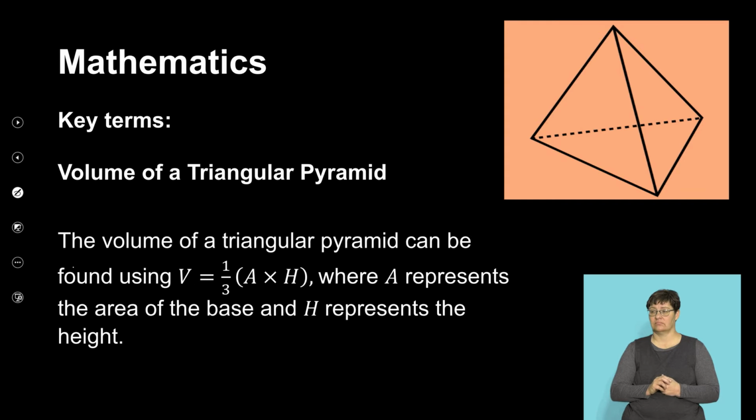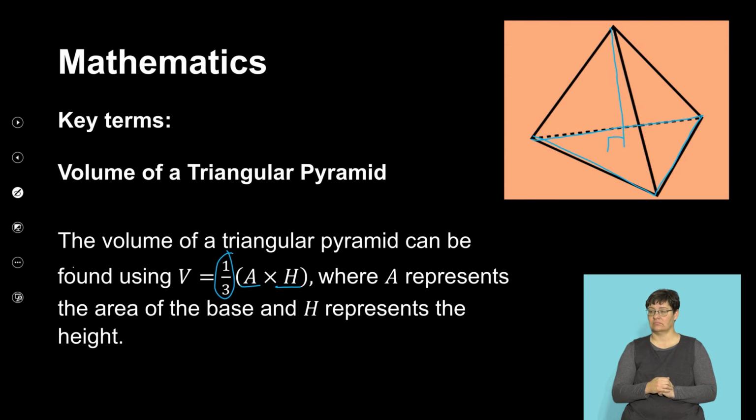So the volume of a triangular pyramid can also be calculated using 1/3 times the area of the base times the height. Please note that the A represents the area of the base triangle. So I'll first have to find what the area of this base triangle is, and then I will multiply it by the perpendicular height.